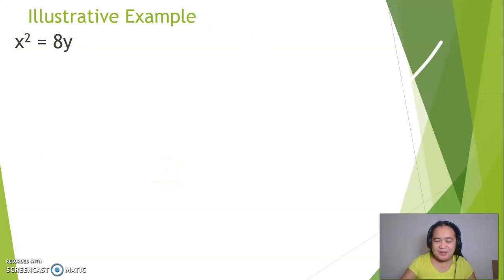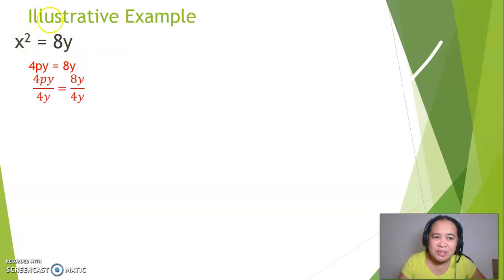Okay, let's have this one. x squared is equal to 8y. So, let's identify the length for p. So, 4py is equal to 8y. Divide both sides by 4y. So, our p is equal to 2. Take note, x is squared and 4p is positive. So, therefore, it opens upward.